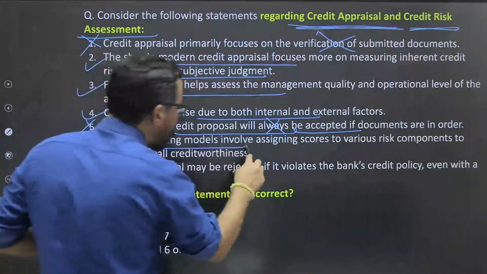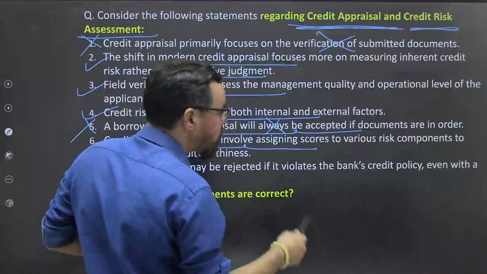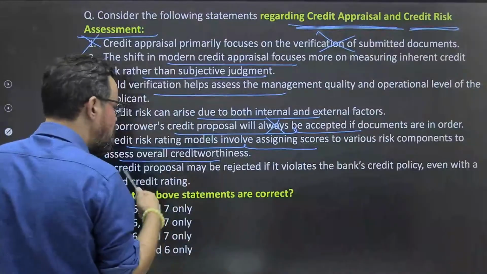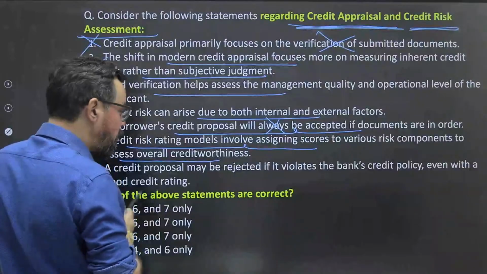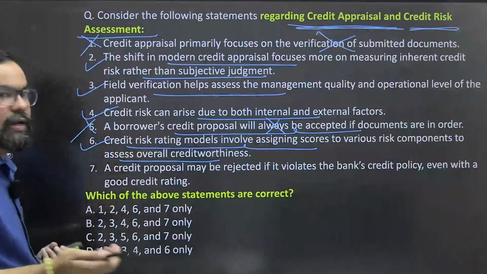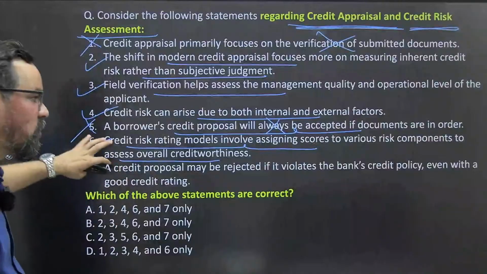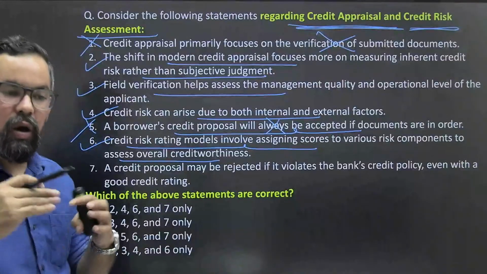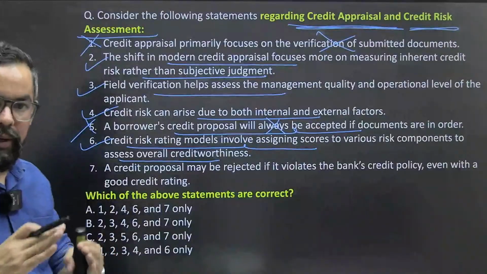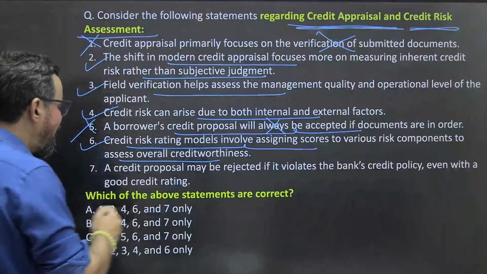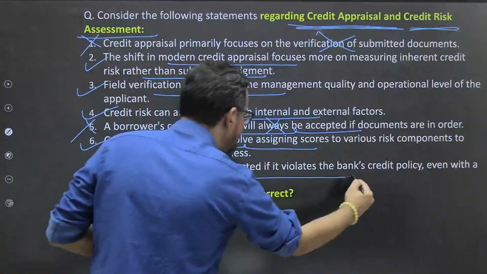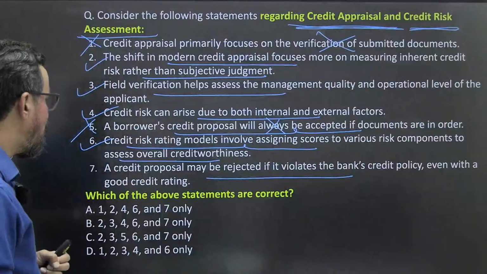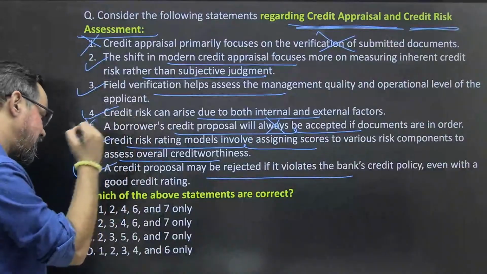Credit risk rating model involves assigning score to various risk components to assess overall creditworthiness, ठीक है. True, आपका CRAs, credit rating agencies, they generally provide these ratings in alphabet like triple B plus, triple A plus, double A and all these kind of things, ठीक है. Credit proposal may be rejected if it violates the bank credit policy even with a good credit rating. Yes, it can be, ठीक है.